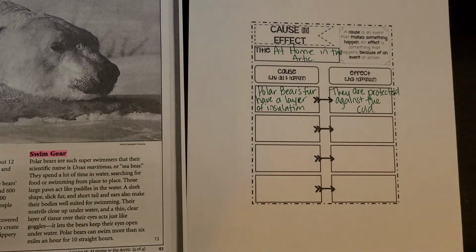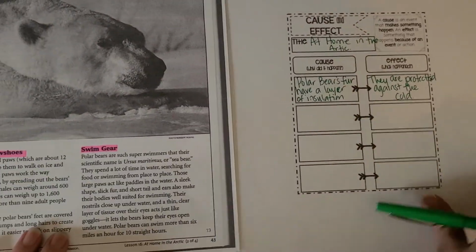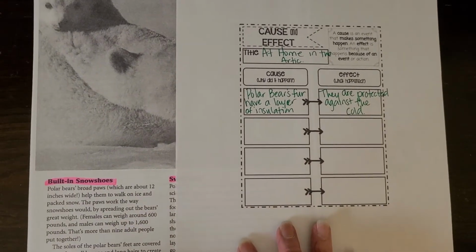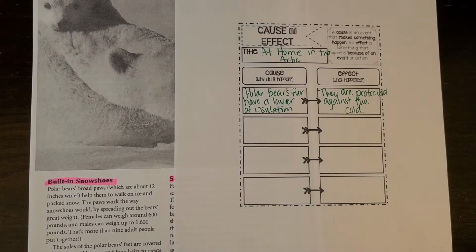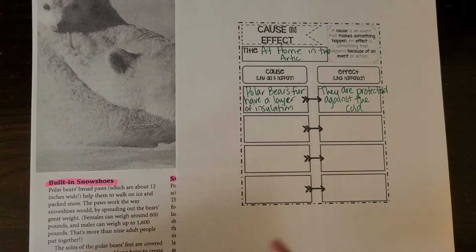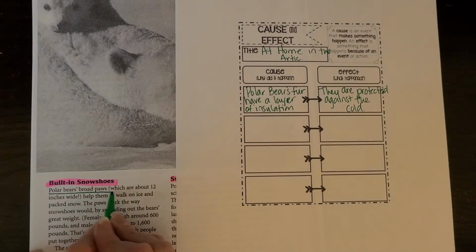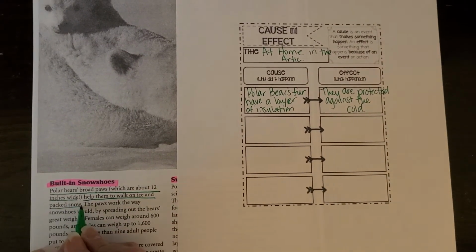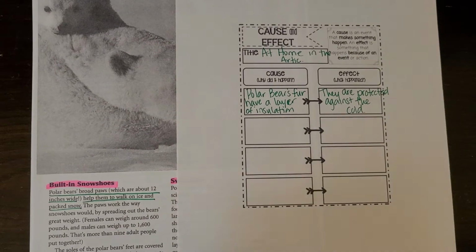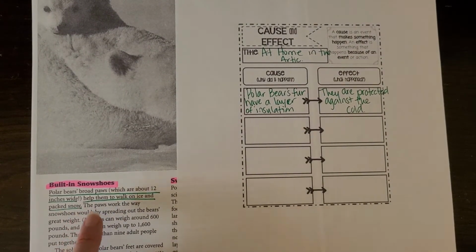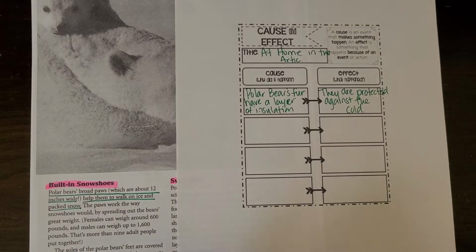My next cause and effect, I'm going to use this Built-in Snowshoes section. In that section, it talks about how polar bears have broad paws. And because they have broad paws, which are about 12 inches wide, it helps them to walk on ice and packed snow. So the cause is they have broad paws, which are 12 inches wide, and the effect is they get to walk on the ice and packed snow.